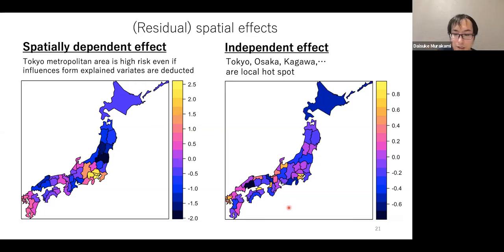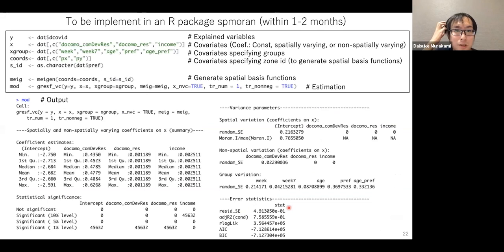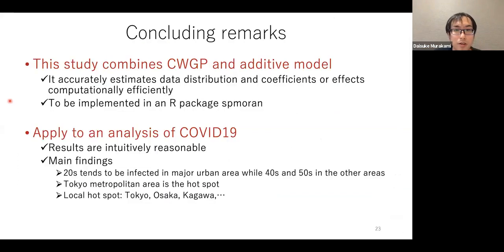Okay, so basically the analysis is like this. Maybe within one or two months, I will implement this approach in an R package, spmoran, and I try to simplify the implementation like this. So if you are interested, please use this one. In this study, I have combined CWGP and an additive model for non-Gaussian data modeling and applied it to our COVID data analysis. The major findings are as shown here. That's all, thank you very much.